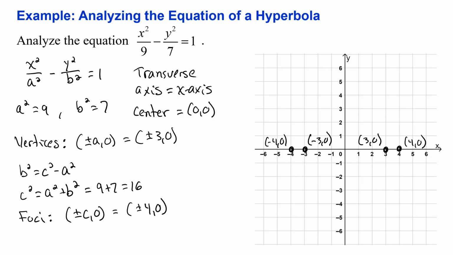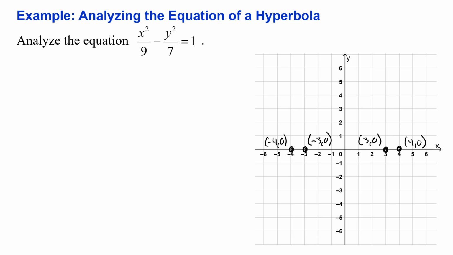All right, in order to plot the two branches of the hyperbola, we want to plot a few more points. So let's move to a new page with some blank space. Now on this page, we still have our coordinate grid with the points we plotted. It's typical to plot points with the same x-coordinate as the foci. So let's plug x equals plus or minus 4 into the equation of the hyperbola.